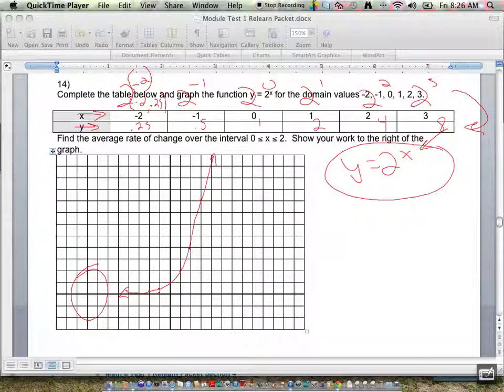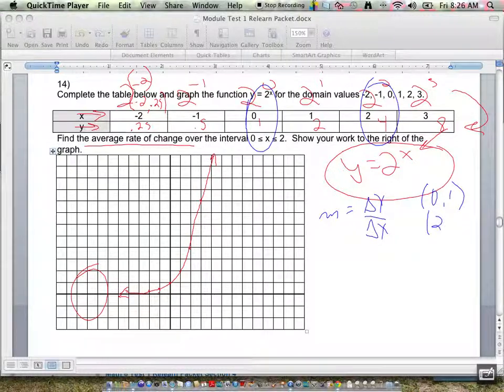Now, a lot of kids did that, and then they forgot to answer the question in the middle, or they got the answer in the middle wrong. Find the average rate of change. Well, we just did a whole question on average rate of change. Rate of change is change in y over change in x, change in output over change in input. And what we have going on here is we want it over the interval from 0 to 2. So we want from here to here. So if I write them as coordinates, I have the point 0, 1 and the point 2, 4.